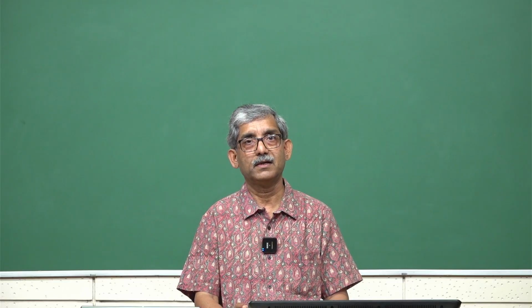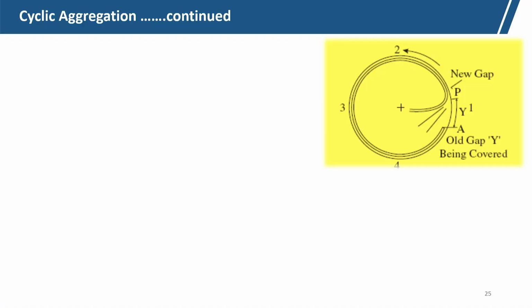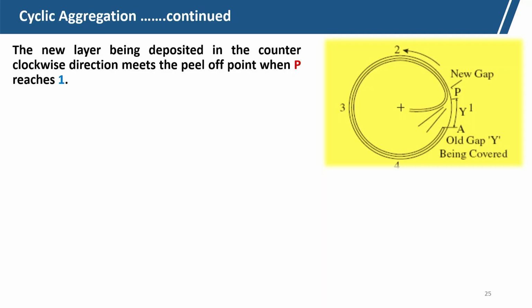Now, we can see here the new layer being deposited in the anti-clockwise direction meets the peel off point when P reaches 1. P will again reach 1, then the new layer will be deposited.